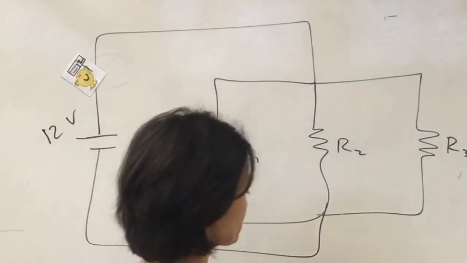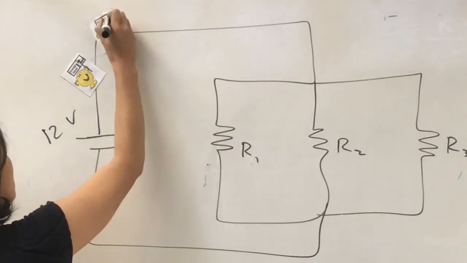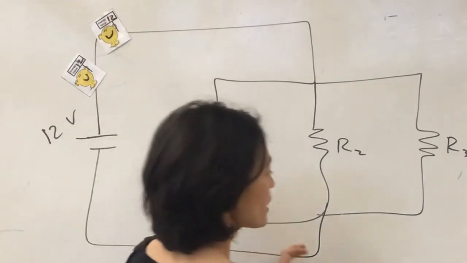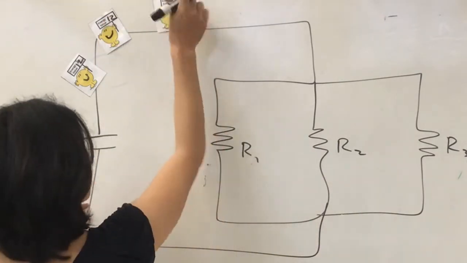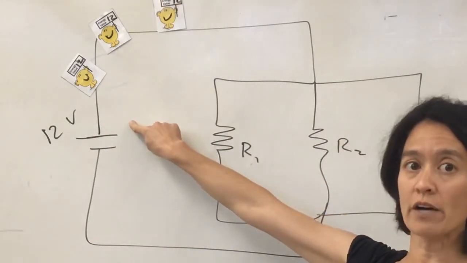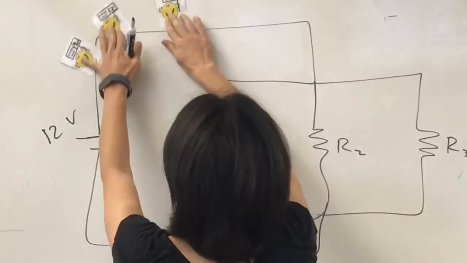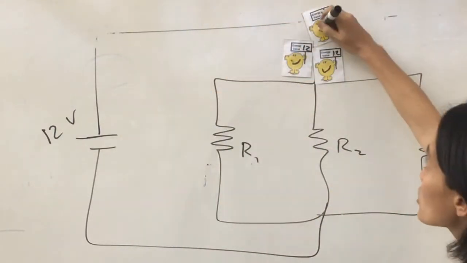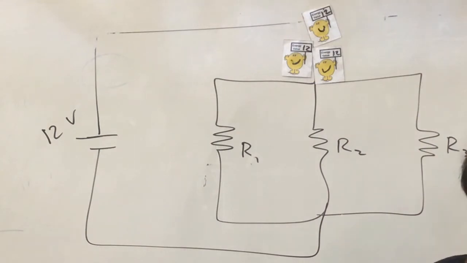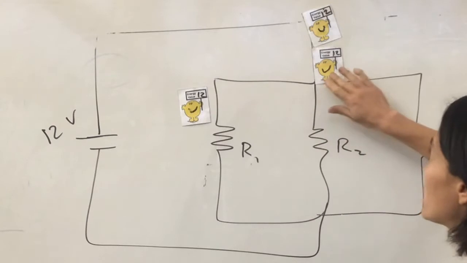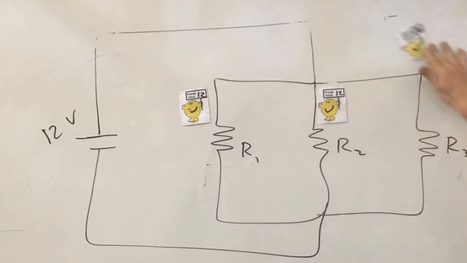So remember, I have my little charges here. They're super energetic. They're happy, huh? They're coming out of my power supply, and remember, they're coming out of the high voltage side, so they have 12 volts. They come out here, and here they get to this junction. When they get to the junction, they split up, because that's what the current does when it gets to a junction. So some of the current goes this way, some goes this way, and some goes this way.